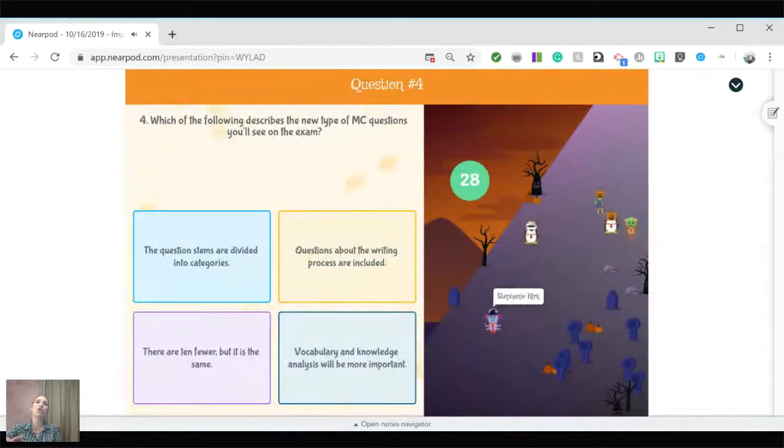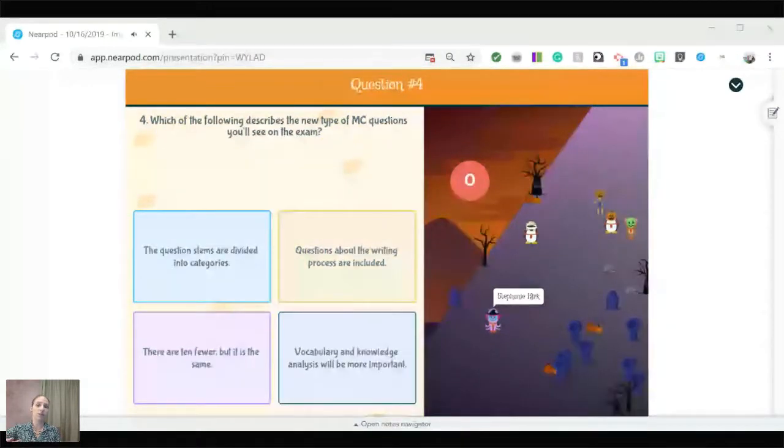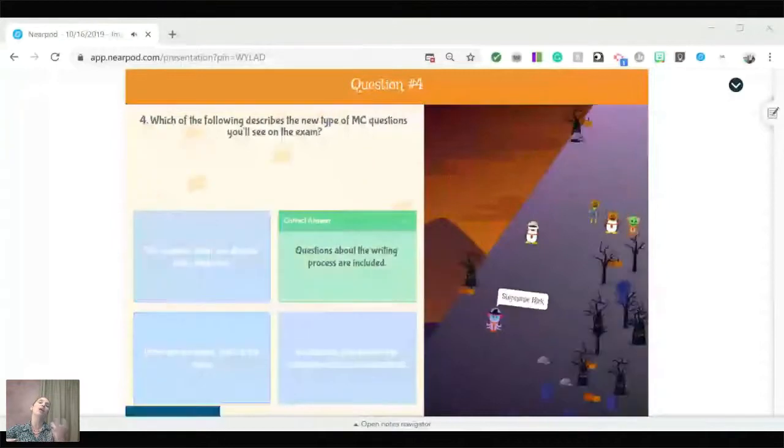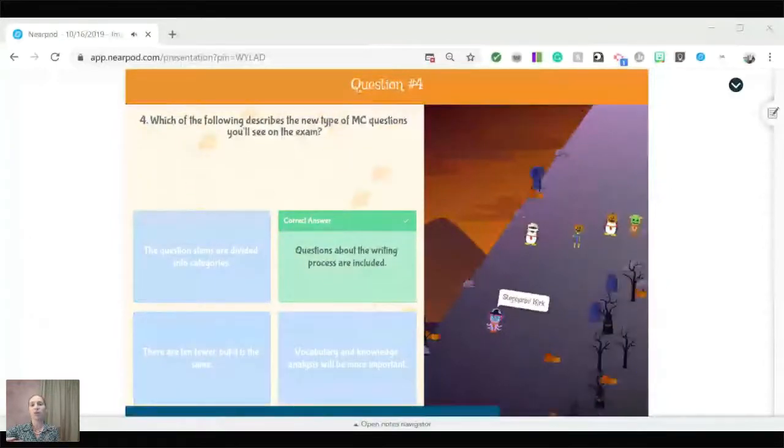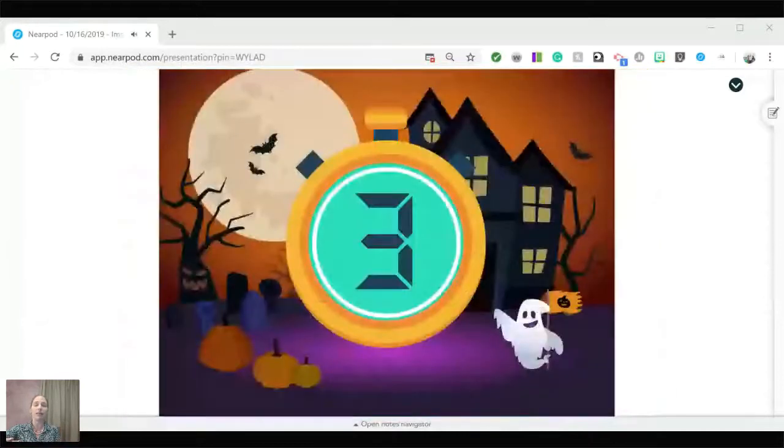Which of the following describes the new type of multiple choice questions that you will see on the exam? What are you going to see on the exam? This one might be kind of tricky because I don't know if maybe your teachers have gone over it or you've looked into it. All right, these are going to be questions about the writing process, similar to what you find on the PSAT.